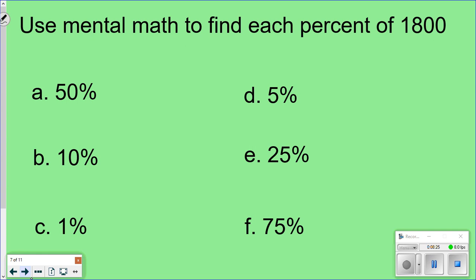All right, why don't you find this one by yourself? Use mental math or however your rules to find each percent of 1,800. So why don't you go ahead and try a few of these.